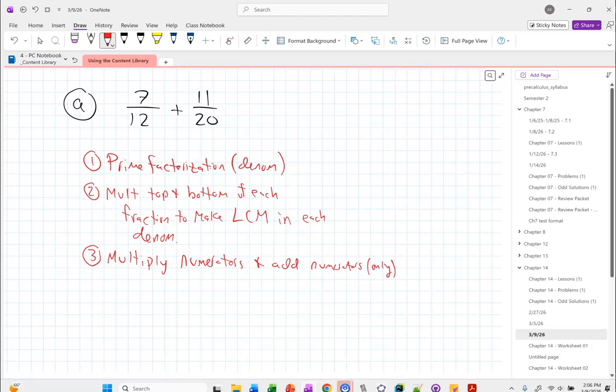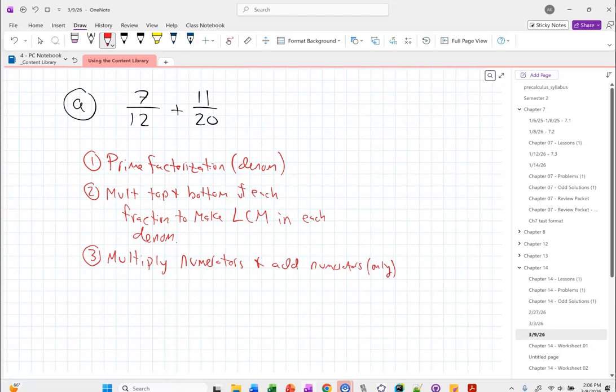So we start by doing a prime factorization. Then we need to multiply the top and bottom of each fraction to make the least common multiple in each denominator. That means that what I multiply the top and bottom of fraction 1 could be different than what I multiply the top and bottom of fraction 2; in almost every case they do. Once we do that, we multiply the numerators out and add them up, and that'll give us our final answer over the least common multiple.